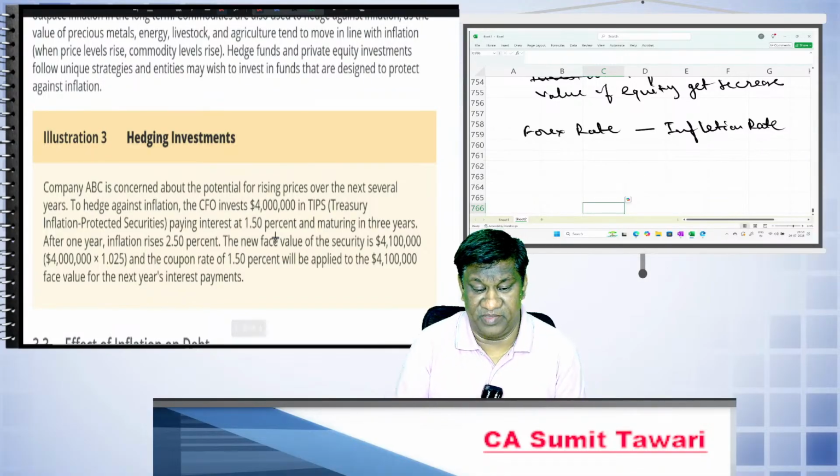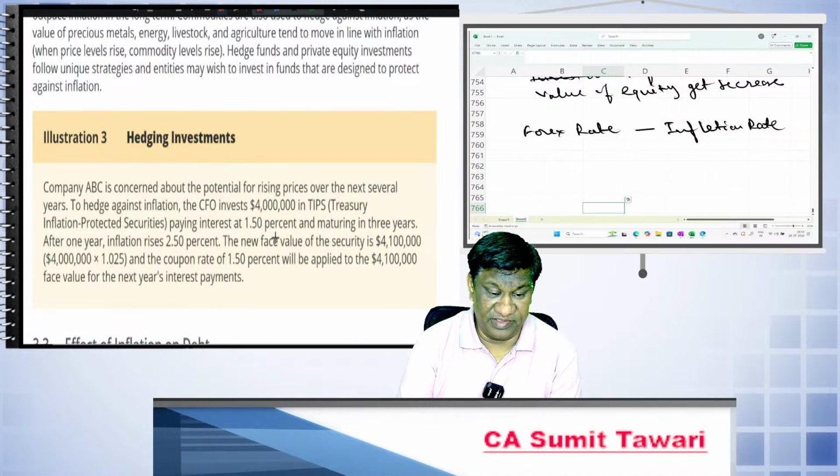So people are buying gold. The main reason is that the gold rate also increases along with inflation. Here they have given one example.